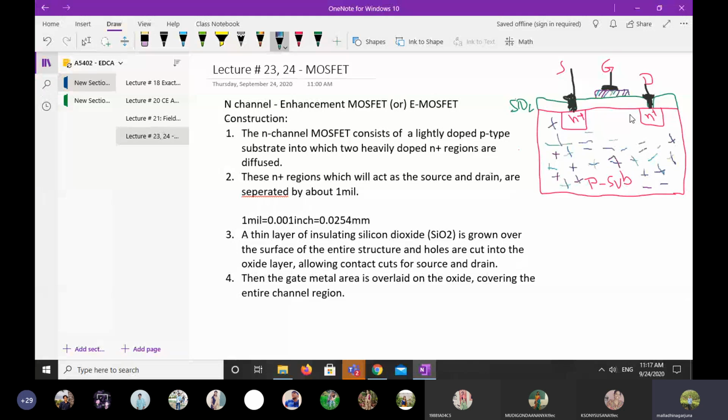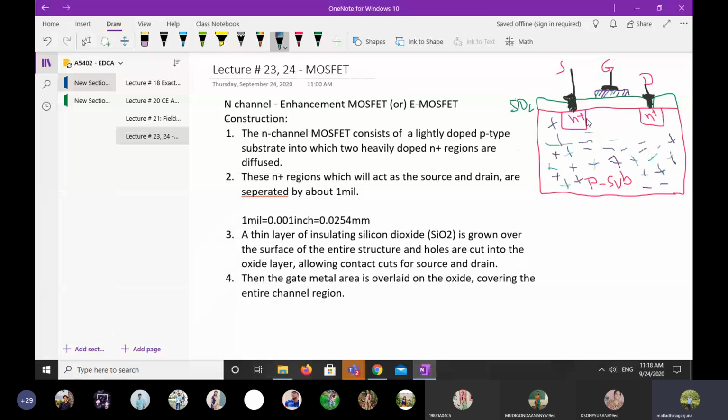Okay, we have to create an artificial or manual channel, so that the electrons can flow from the source to the drain easily. So how can you create the channel? There are two possibilities. Since both the source and the drain are n-type semiconductors, the majority charge carriers are electrons. So we have to attract all the minority charge carriers in the P substrate.